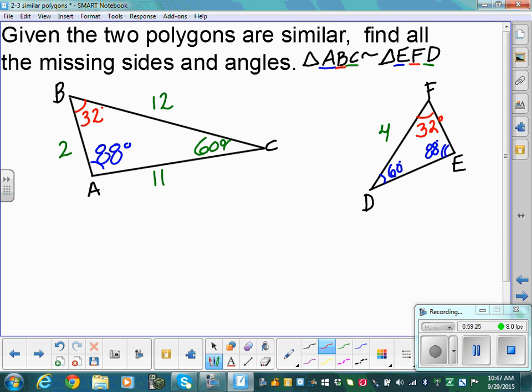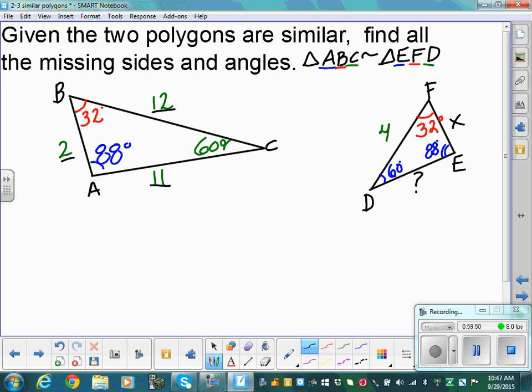I filled in my angles. Now we have to fill in all the missing sides. Pay attention carefully. This side is 2, this side's 12, this side's 11. We don't have to find any missing sides on this big one. But looking at this, notice I'm missing this side, right? And I'm also missing this side. I'm going to call them different things so that I don't get them confused. Does that make sense? We've got to find 2 of them.